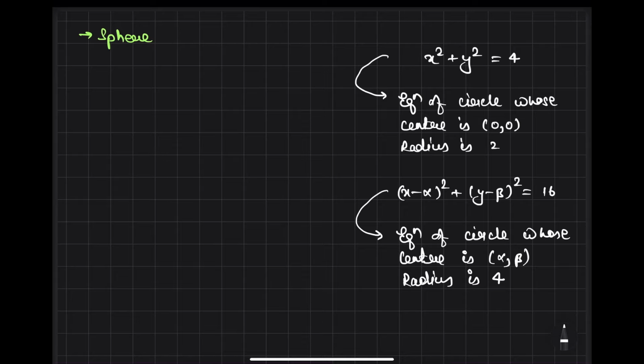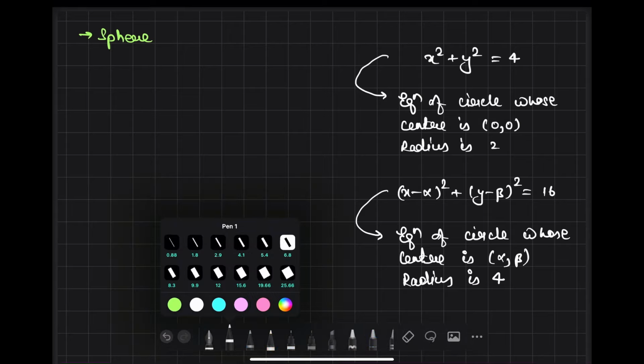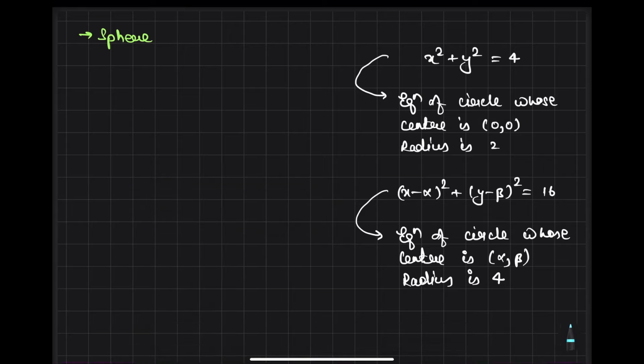So similar to this thing, we will have a sphere. Look at this thing: x square plus y square plus z square equals r square. So you have to introduce another variable z, and this thing is the equation of a sphere.